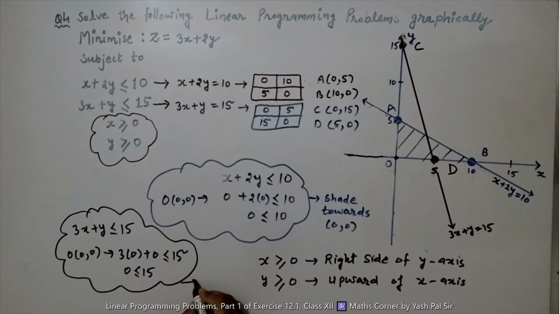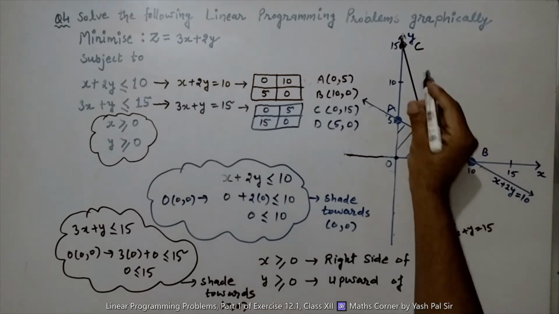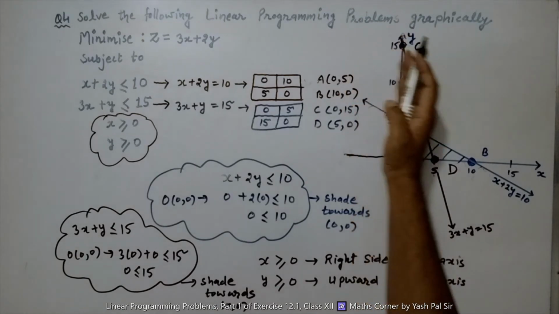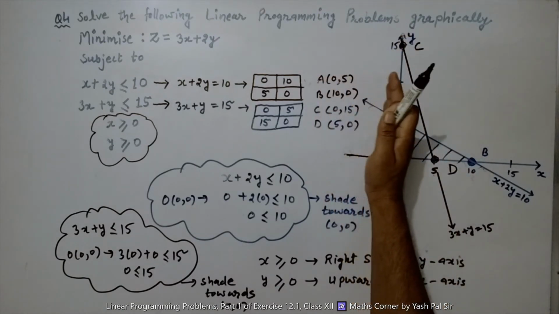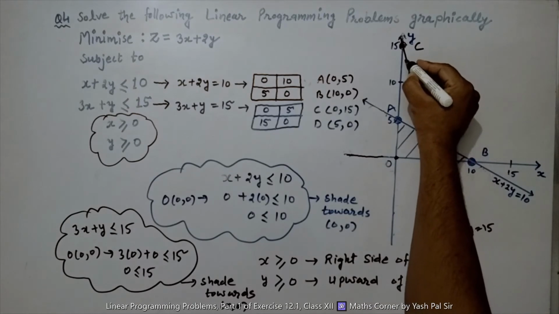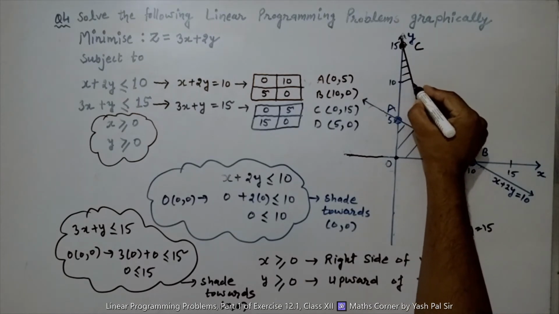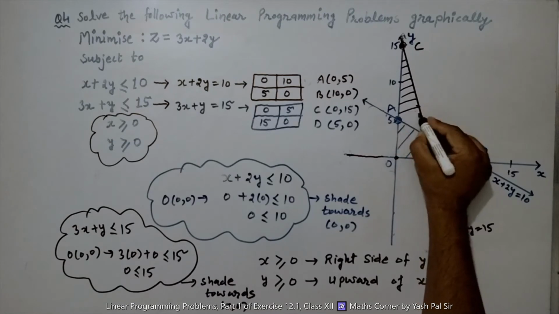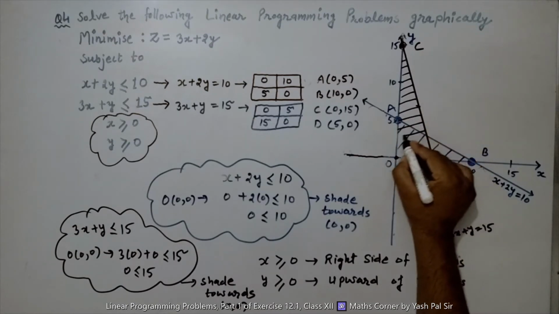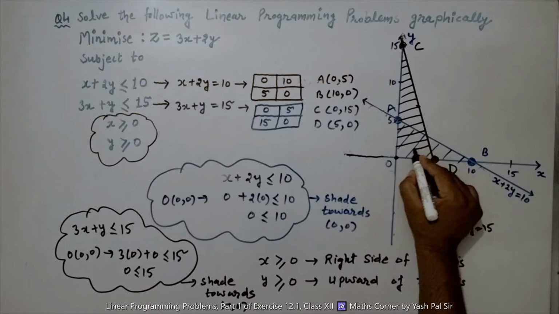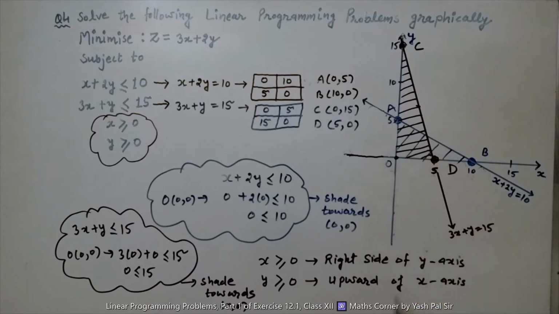So again the same result, shade towards 0, 0. Right? So we know that towards the left side of the y axis we are not going to shade. So this side, only upward of the x axis, this way.